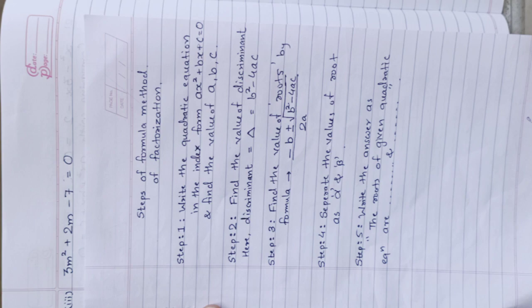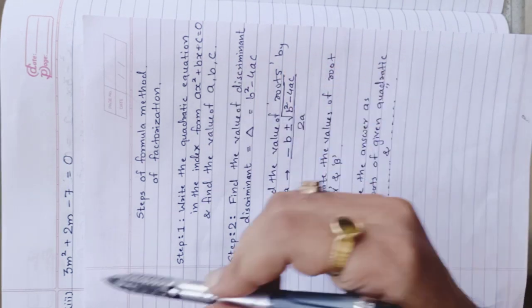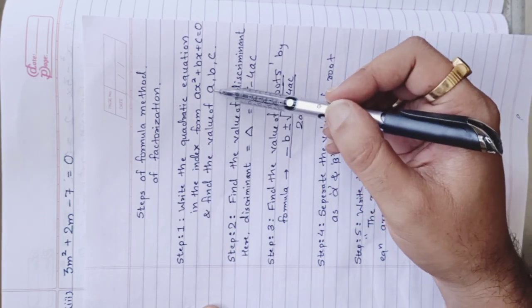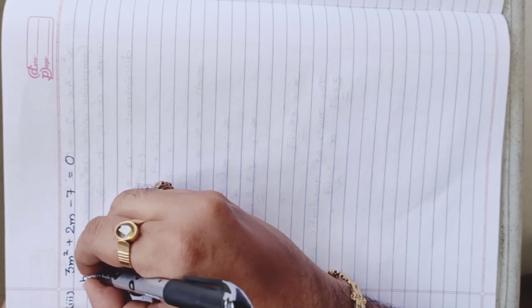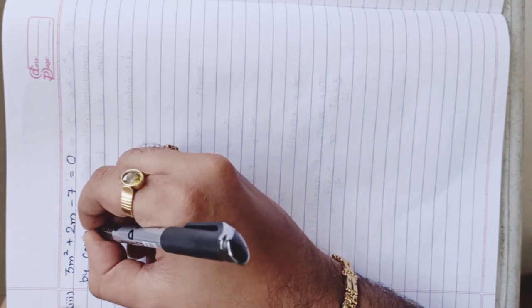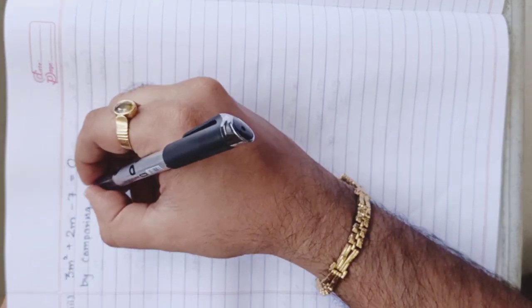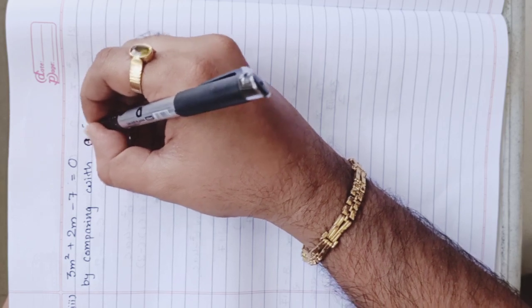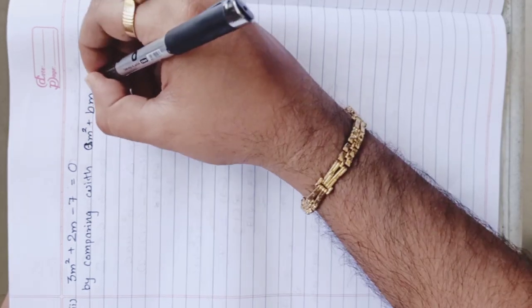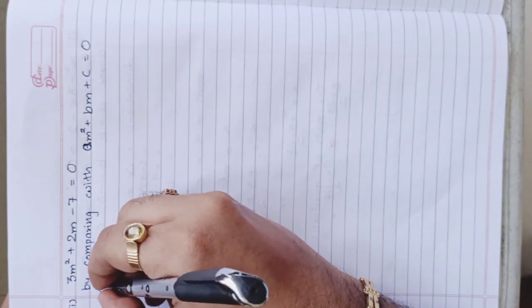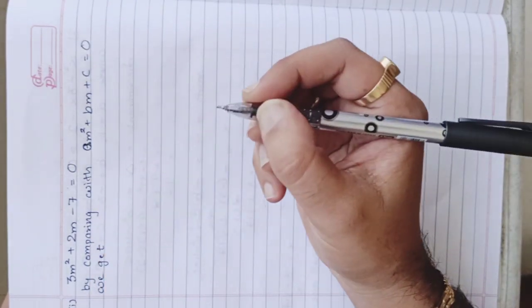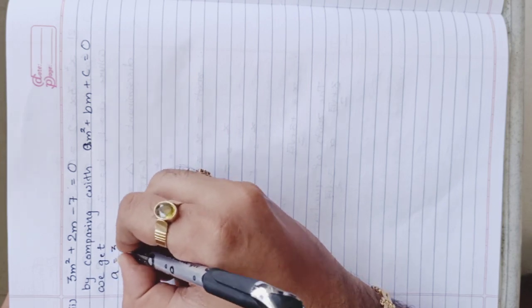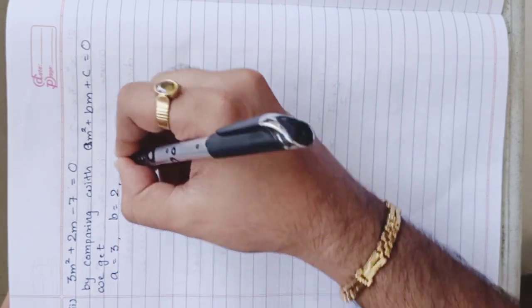Sum number 3. Again the same formula method. Step 1, write the quadratic equation in standard form. It is already in standard form. We will find the value of a, b and c. So by comparing with 3m square plus 2m minus 7 equal to 0, we get a equal to 3, b equal to 2 and c equal to minus 7.